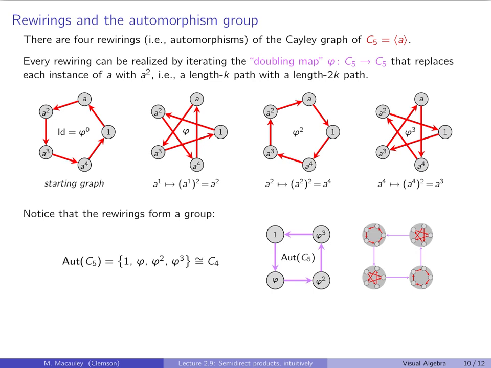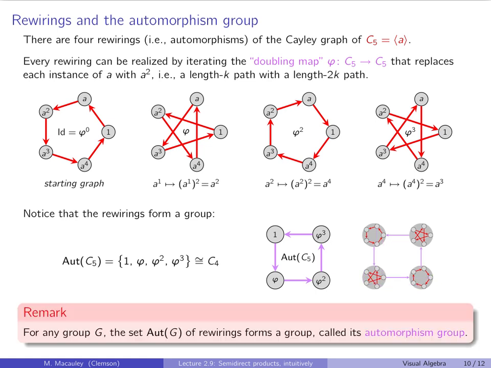I don't think I can do this very well here, but you can imagine what would happen if I connect these things up. We will do this, and I actually have graphics of it for the next lecture. And there's actually going to be several ways to do this. And in this construction, we will get multiple semidirect products of C5 with C4. But that's in the next lecture. I know I said this before, but I really want to emphasize it. For any group G, the set of rewirings forms a group called its automorphism group.